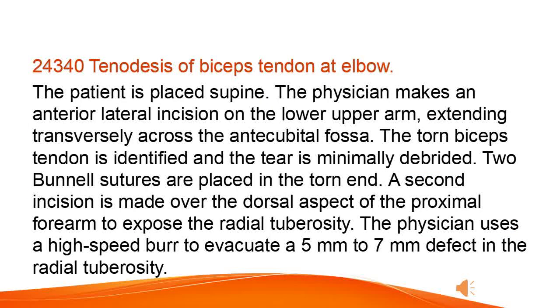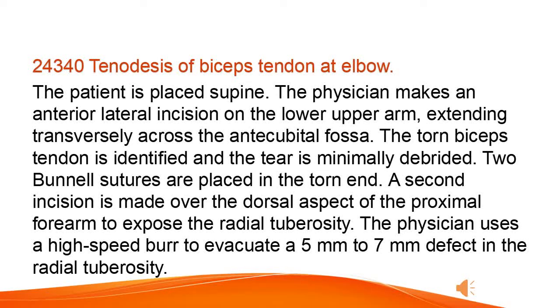Tenodesis of biceps tendon at elbow. The patient is placed supine. The physician makes an anterior lateral incision on the lower upper arm, extending transversely across the antecubital fossa. The torn biceps tendon is identified and the tear is minimally debrided. 2 Bunnell sutures are placed in the torn end.